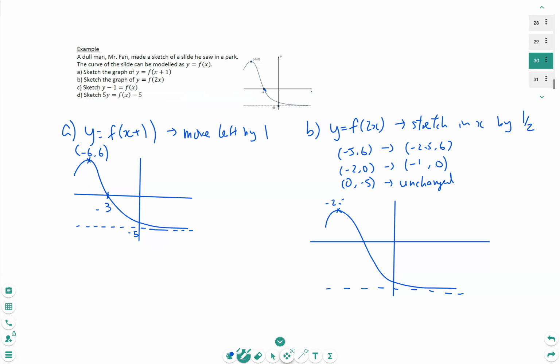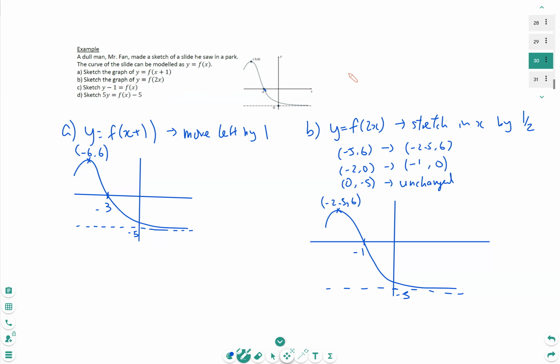What matters are the points in here. Minus 2, 5, 6. That's minus 1. Oh, and that one's still minus 5. Okay, so y equals minus 5 remains unchanged for the asymptotes, right?